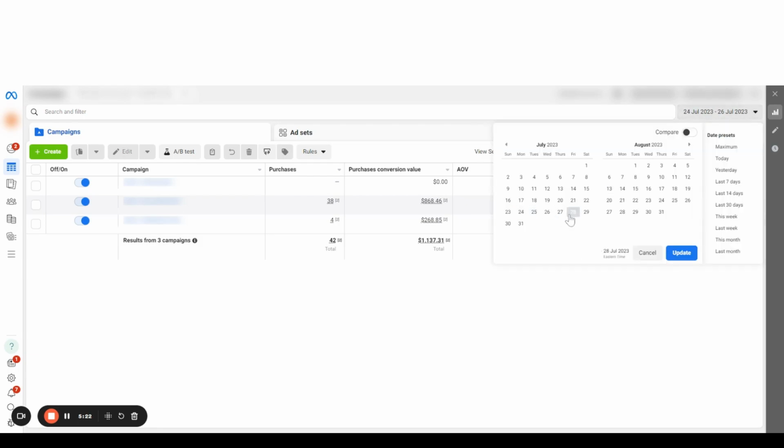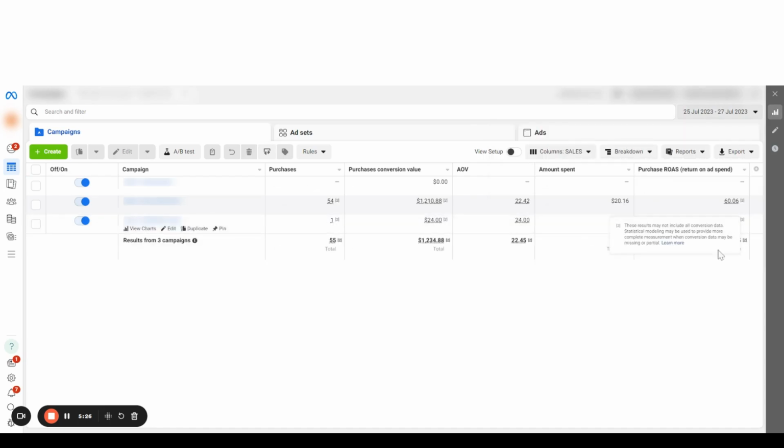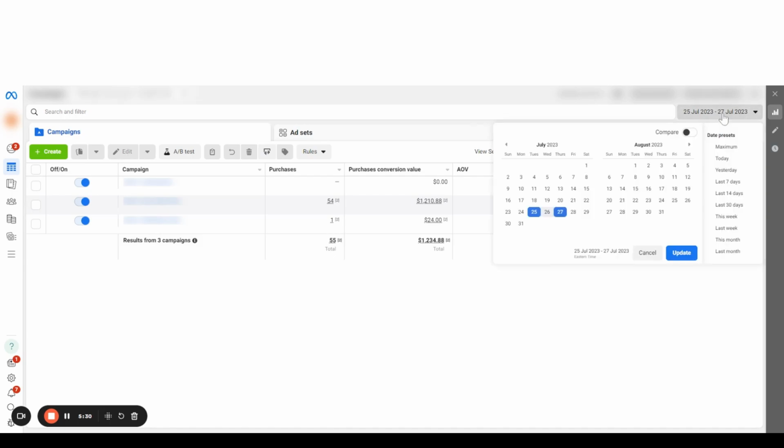Say we're on the 28th now. We look at the 27th to the 25th, review it. As you can see, it's up again. Then we increase budget by 20%. And then we just keep doing that.